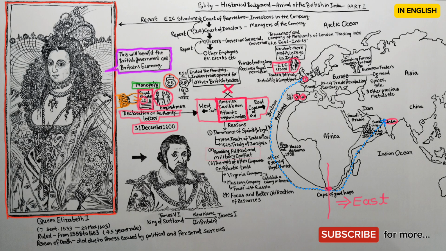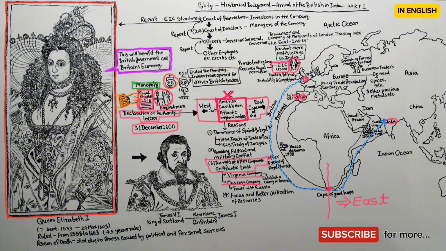The third reason for this was the rights of other companies on Atlantic trade. England had already given licenses to other companies for trade of the Atlantic Ocean, such as the Virginia Company and the Muscovy Company. The Virginia Company was given the license to establish a colony in America, and the Muscovy Company was given the license to trade with Russia. Since England had already given licenses to other companies for trade in the Atlantic Ocean, the East India Company was not allowed to trade here.